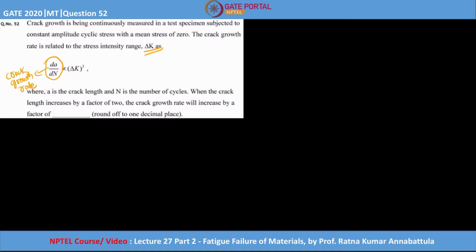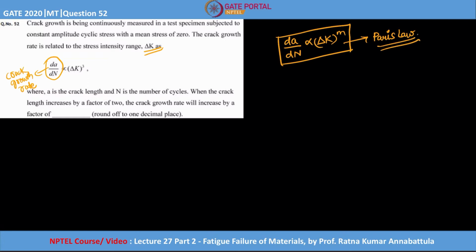So what is this law called? If you have something like this, dA by dN is proportional to delta K power some integer m, this is my Paris law. The Paris law helps us understand how the crack growth rate is dependent on the stress intensity range. What is N here? N is the number of cycles and A is the crack length, obviously. Here they also gave that when the crack length increases by a factor of 2, the crack growth rate will increase by how much?